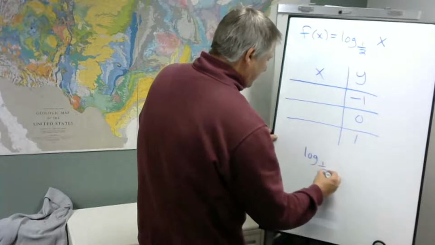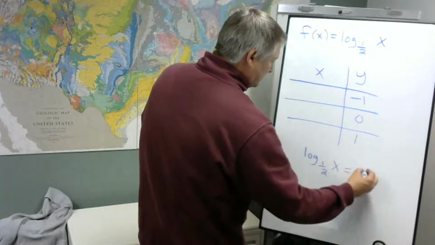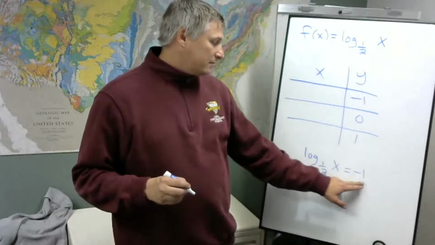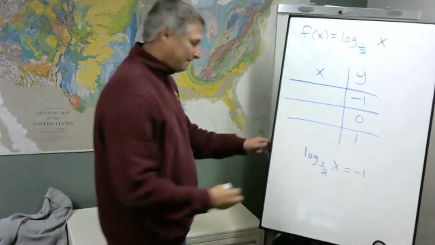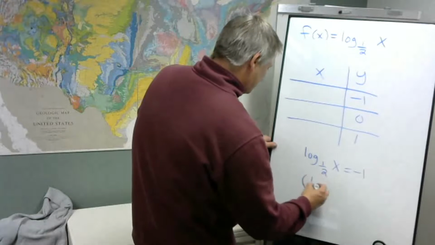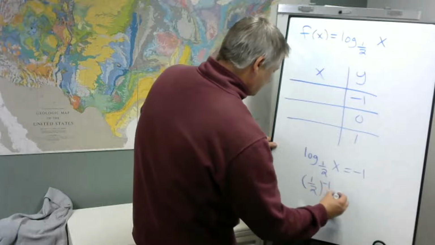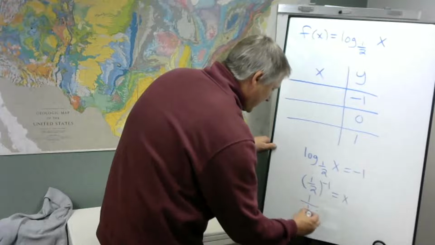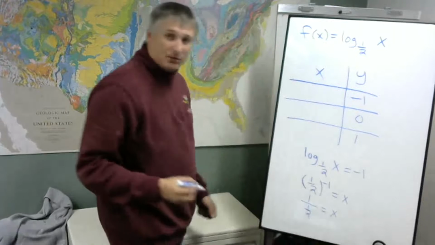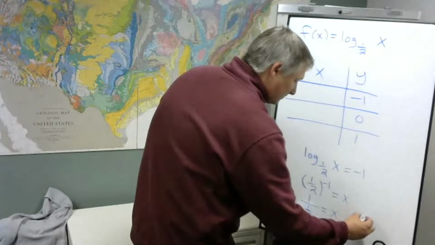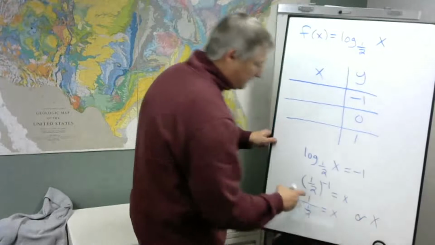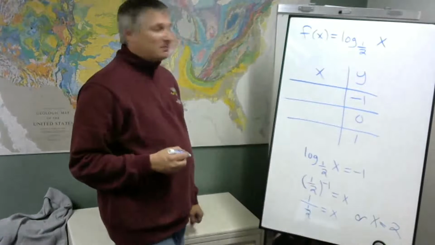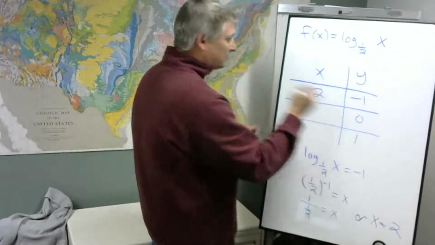So log base 1/2 of x, if this turns out to be -1, that means 1/2 to the -1 gives you x. Or 1 over 1/2 gives you x. Or divide 1 by 1/2, you get x is equal to 2. So x is 2.